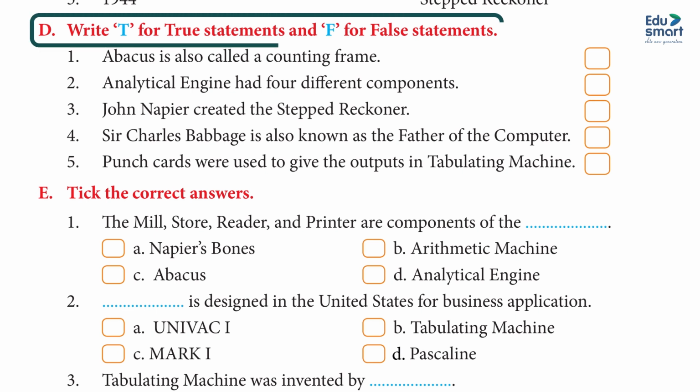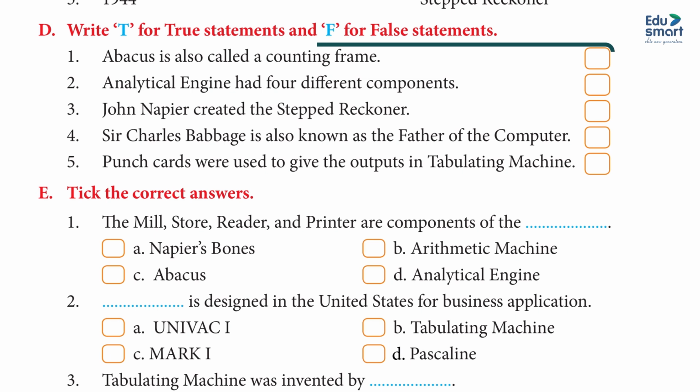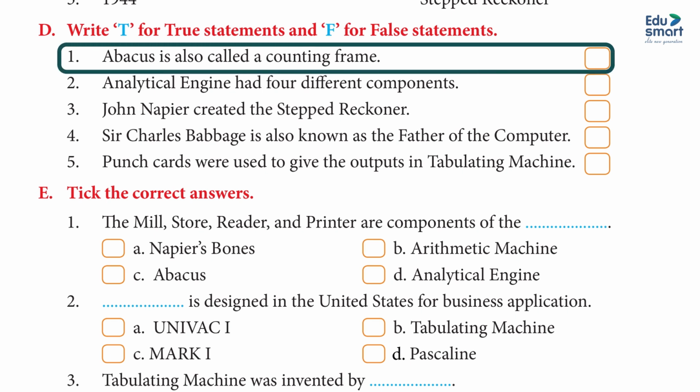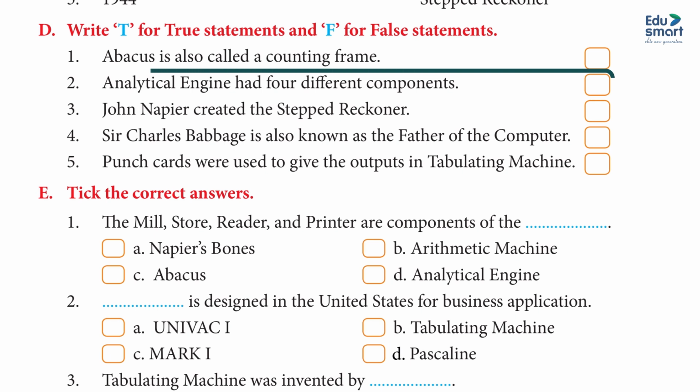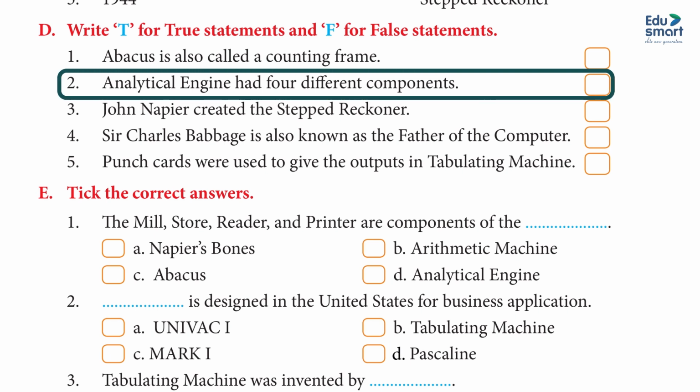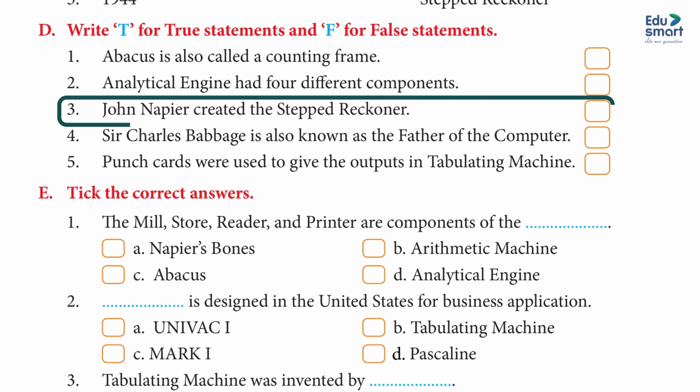D. Write T for true statements and F for false statements. 1. Abacus is also called a counting frame. Answer: true. 2. Analytical engine had 4 different components. Answer: true. 3. John Napier created the step reckoner.